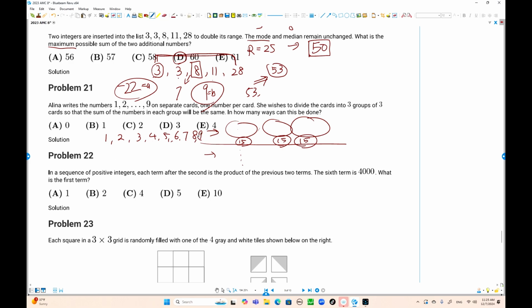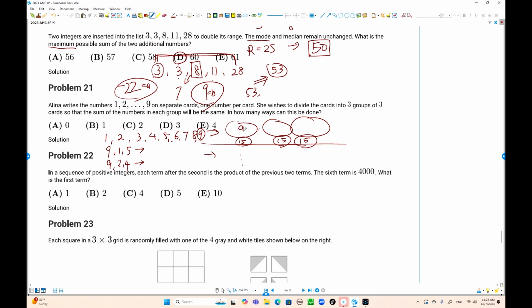How? Well, take the biggest number first. When you take 9, the sum of the other two numbers is 6, isn't it? We have only two choices: 1 and 5, or 2 and 4, right? That's it. We have only two choices. We can go this way or this way.